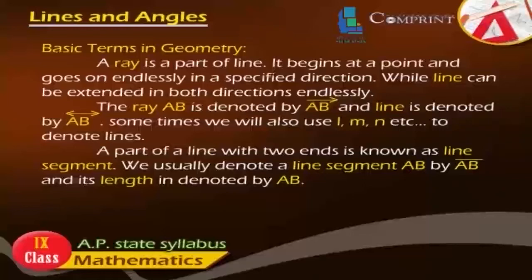Sometimes we will also use L, M, N, etc. to denote lines. A part of a line with two ends is known as a line segment. We usually denote a line segment AB by AB bar, and its length is denoted by AB.